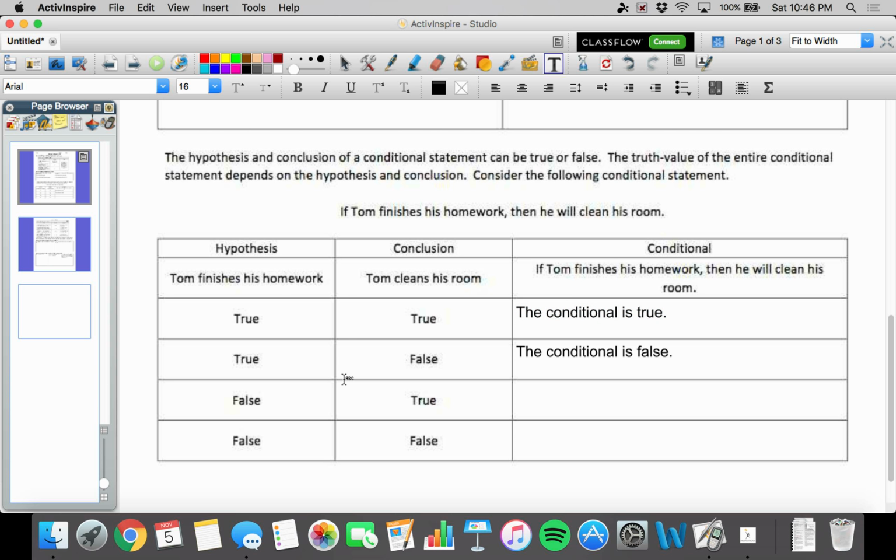Now here we have the two cases where the hypothesis is false. The original statement is, if Tom finishes his homework, then he will clean his room. If Tom does not finish his homework, he'll probably fail. But also, we can't say anything about whether the original statement is true or not because its hypothesis was not true. So we cannot evaluate the conditional, because it's neither true nor false, because the hypothesis was not true.